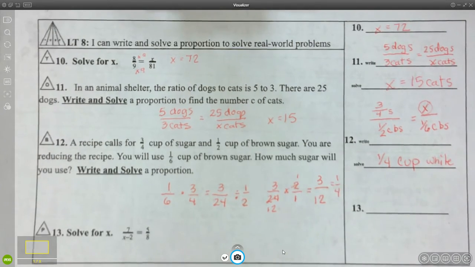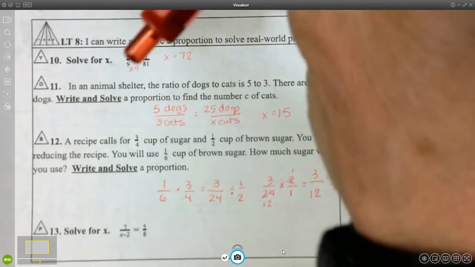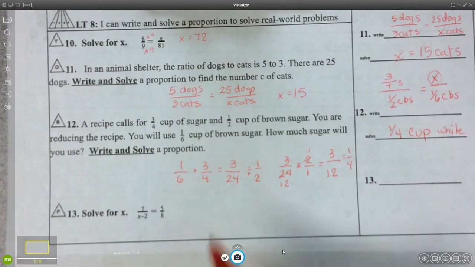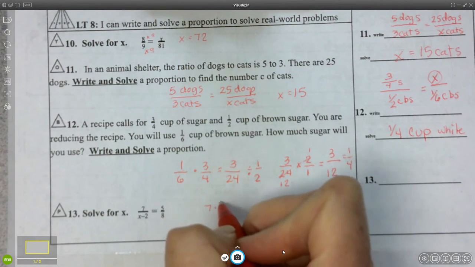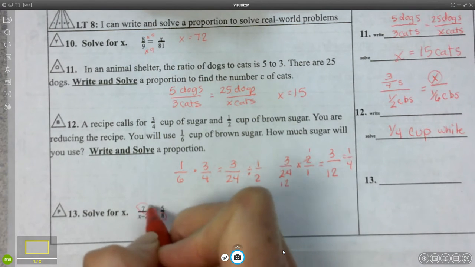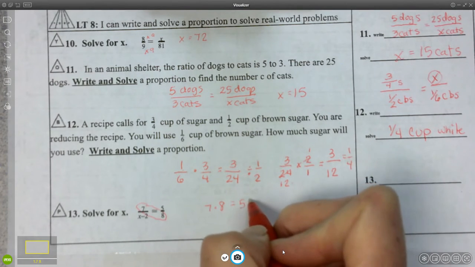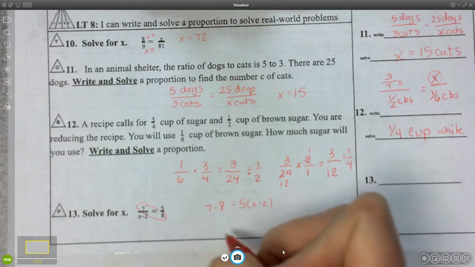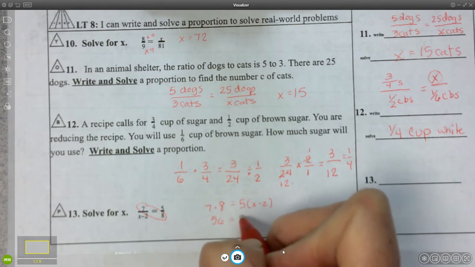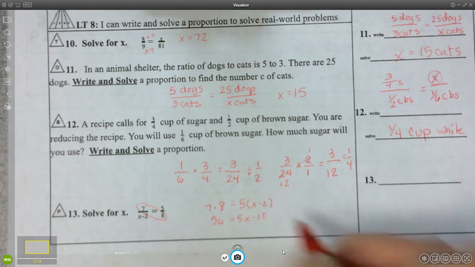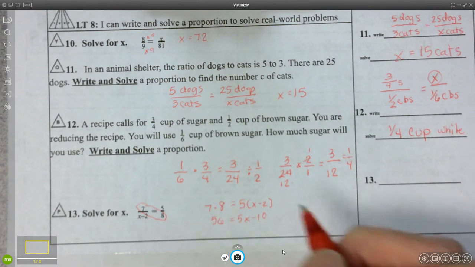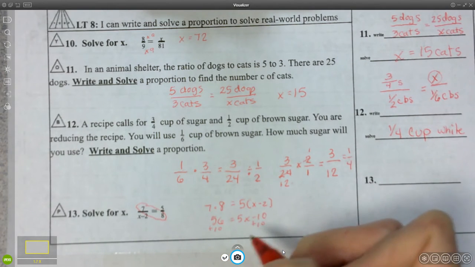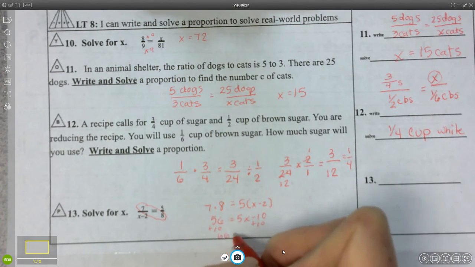All right. And then finally here, this is a purple one. If you're going to solve for x, you are going to make cross products equal to each other. So 7 times 8 equals 5 times x minus 2. There's a little distributive property, remember that? So 56 equals 5x minus 10. Now we have a two-step equation to solve. So we're going to add first to both sides, and we're going to get 66 equals 5x.